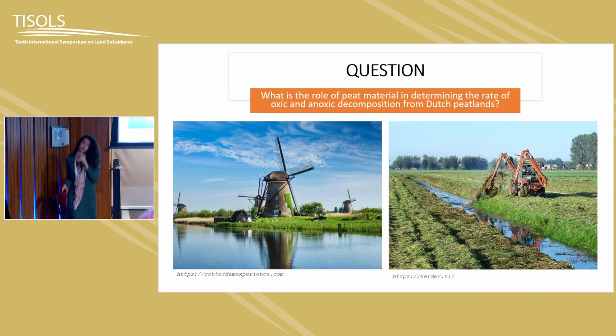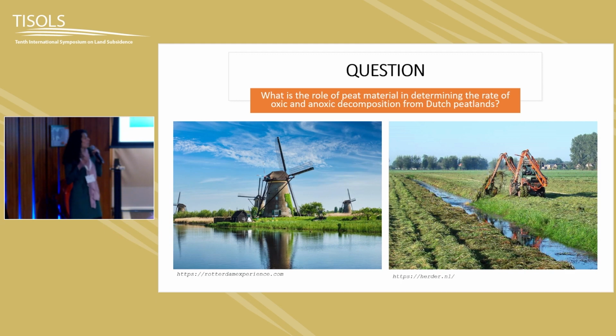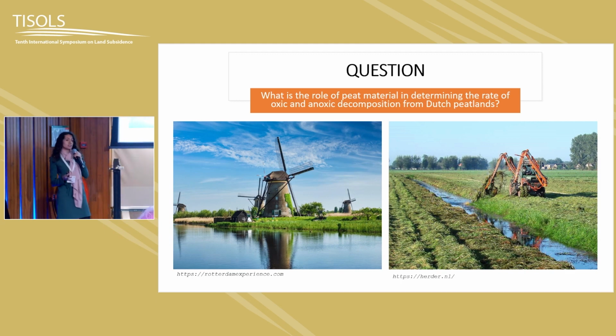Which brings us to the research question. What we want to know is the role of the peat material, these 4 different plant materials, whether it determines, or how it determines, the rate of the oxic but also anoxic decomposition rates from the Dutch peatlands.